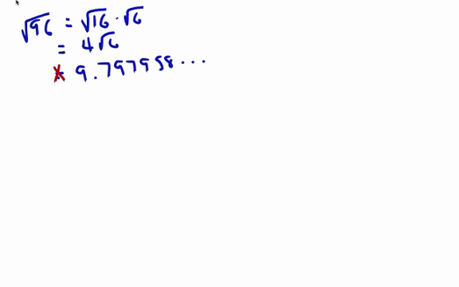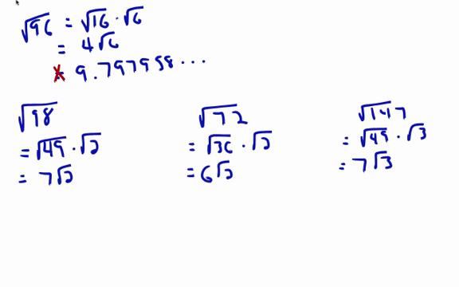Let's give you a couple to try. Can you tell me the square root of 98, the square root of 72, and the square root of 147? Pause the video and see if you can. Again, we want to break each of these down into the largest perfect square factors of each radicand. Okay, did you get these answers? If not, please feel free to come in and see me for some extra help. I'll be happy to help you practice this process.